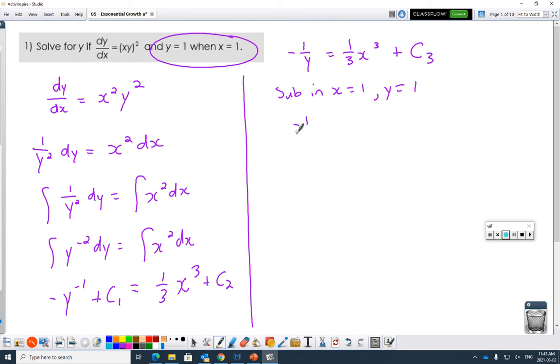I get -1 over 1 equals 1/3 plus this C3 that I've got. That C3, lots of textbooks will have a little thing over here. This C3 is just C2 minus C1. Whatever those constants were, this is the new constant when those two things were subtracted. Again, some books make a big deal out of this, others don't. So I get -1 equals 1/3 plus C. I get -4/3 equals the C.